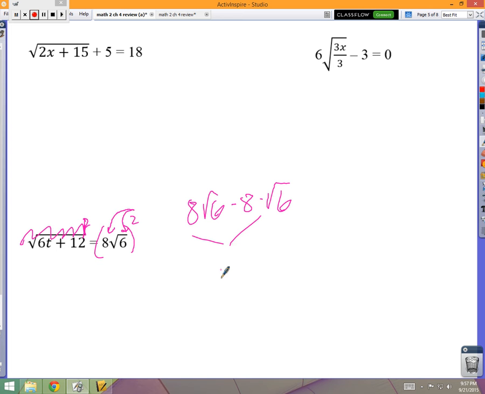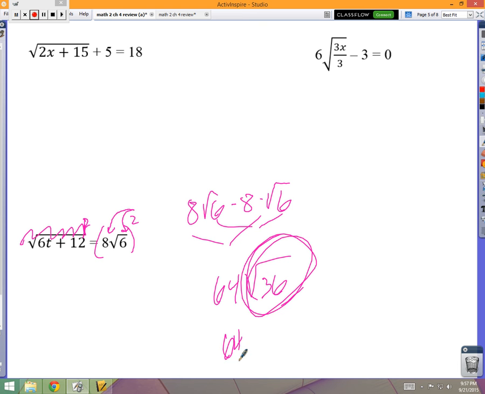So 8 times 8, that's going to be 64. And square root of 6 times square root of 6 is going to be square root of 36. And that's a perfect square. Square root of 36 is 6. So you really just have 64 times 6. So here's what we've got. On the left, we've got 6t plus 12. On the right, we got 64 times 6, which is 384.